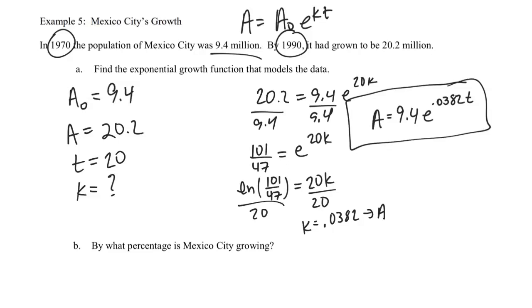Now, part B is pretty straightforward. All we're going to do is pull a number off of our exponential growth function in order to answer it. It says, by what percentage is Mexico City growing? Well, I know that the rate is 0.0382, and to move that to a percentage, I'm just going to move the decimal place over 2 places to the right, and that's going to give me 3.82%.